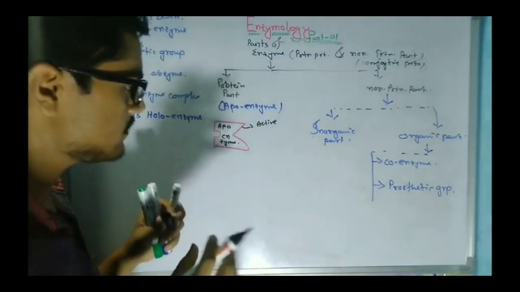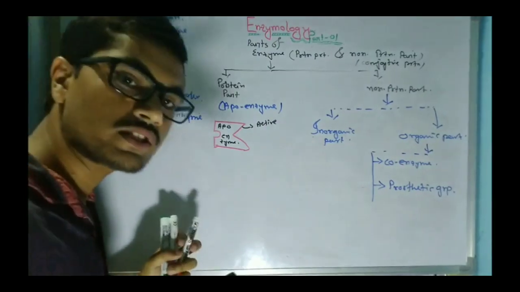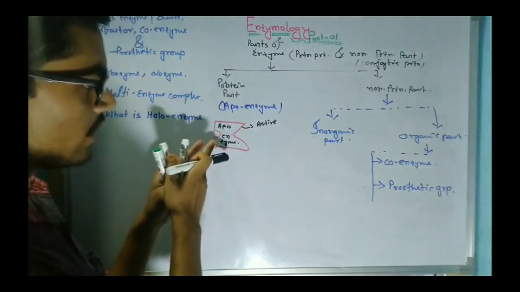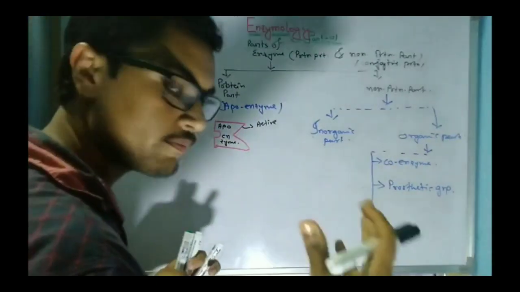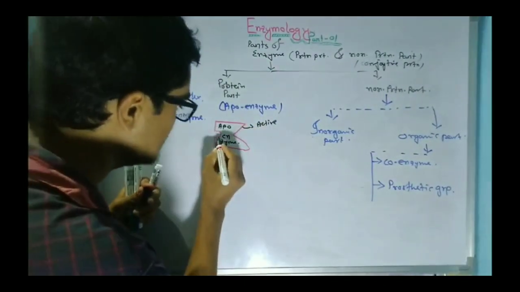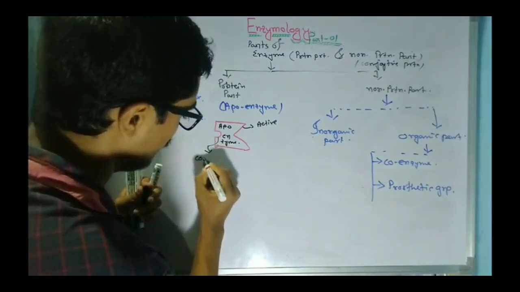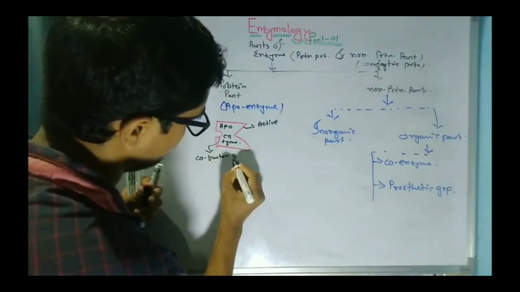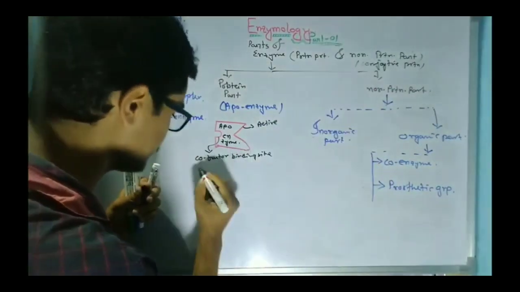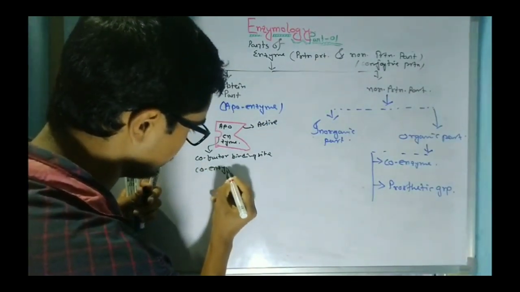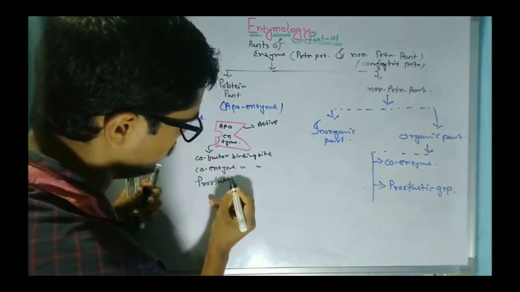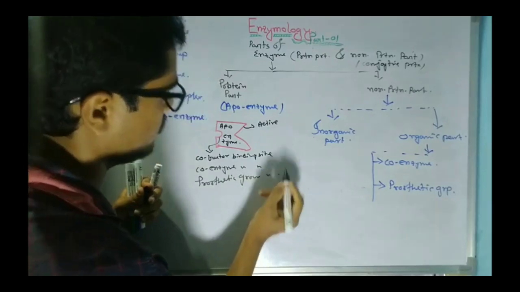So what is this part? If you remember, I've said that some enzymes consist of a protein part along with a non-protein part. This is the part where the non-protein molecules or particles will come and bind. So this site is known as the cofactor binding site, or maybe the coenzyme binding site, or maybe the prosthetic group binding site.